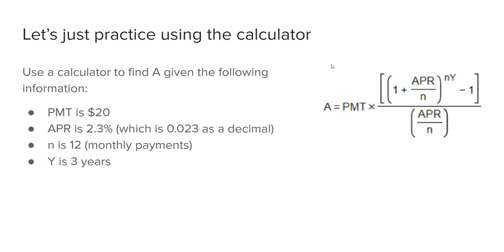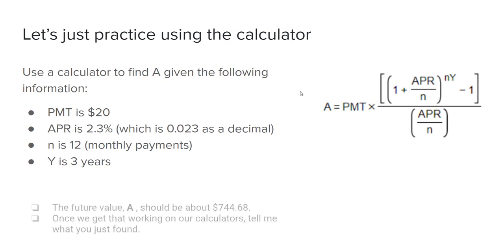Okay, once you've given yourself some time to try this in the calculator, the goal is that you should be getting $744.68. Now, if you're not getting that number, I want you to take a few moments, check your order of operations, check that you have parentheses in the right place. I know that this can be frustrating sometimes, so just take some time, but the answer that you want to be able to get for these conditions would be $744.68.